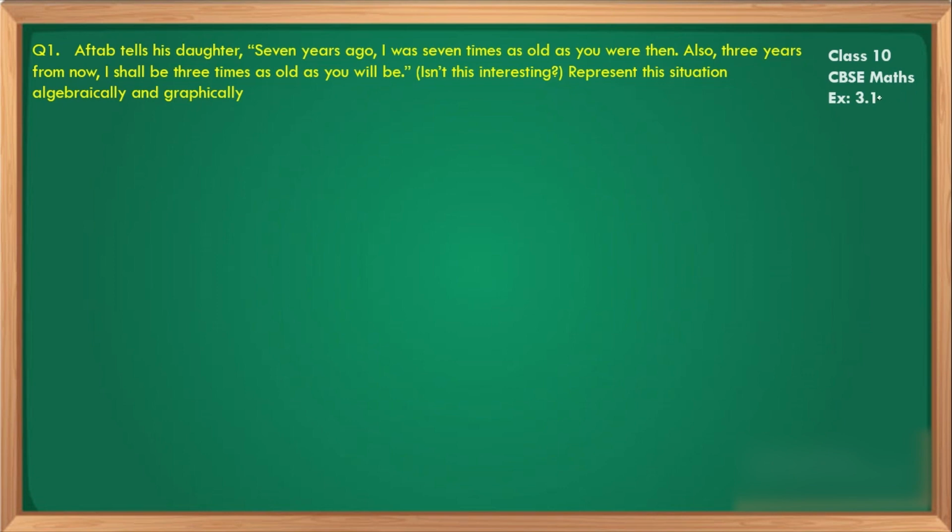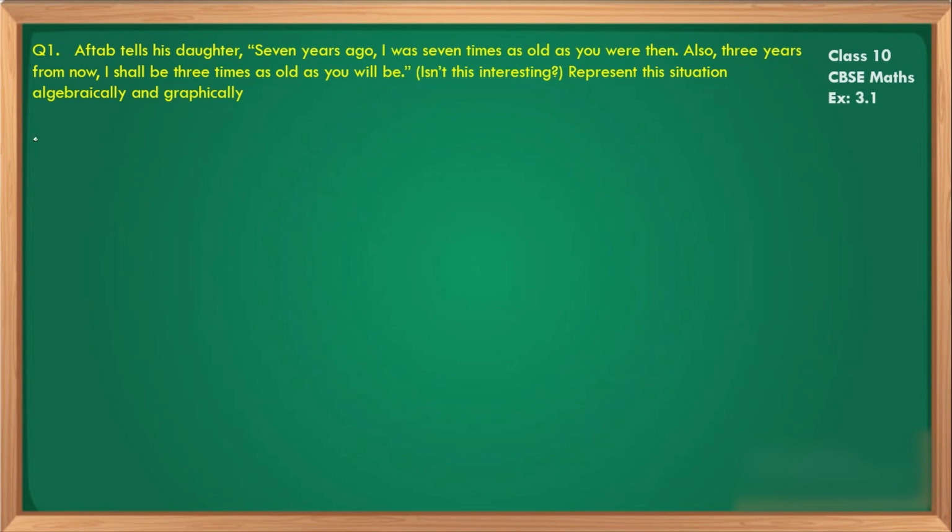We now start a fresh exercise 3.1 and question number 1. This says, Aftab tells his daughter, 7 years ago, I was 7 times as old as you were then. Also, 3 years from now, I shall be 3 times as old as you will be. Represent this situation algebraically and graphically.